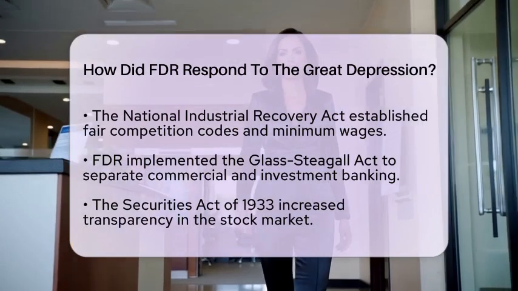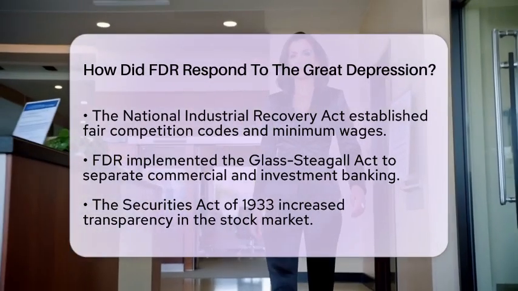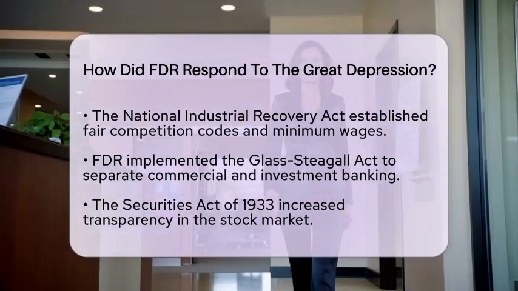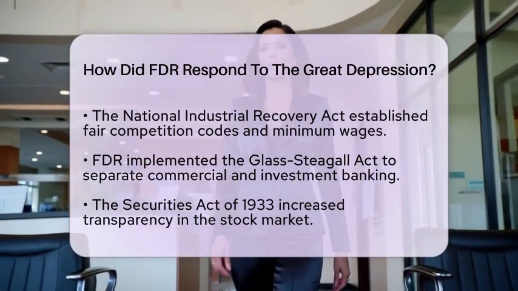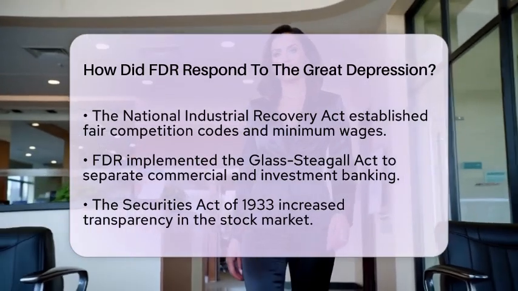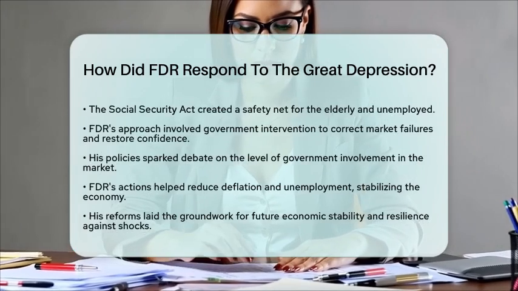He understood that unregulated markets had led to excesses and instability, but he did not want to eliminate capitalism. Instead, he used government intervention to correct market failures and restore confidence. His policies sparked debate, with some believing they interfered too much in the market, while others felt they were essential to save capitalism from collapse.